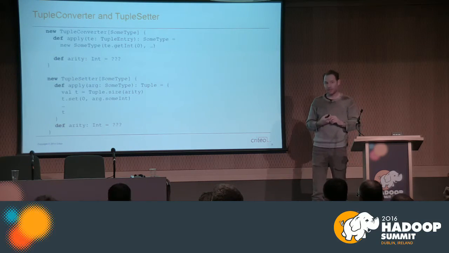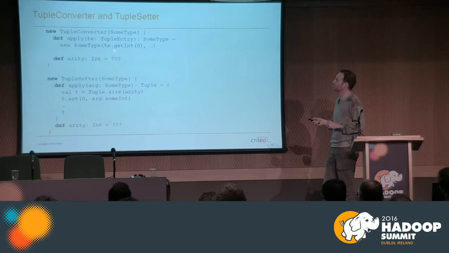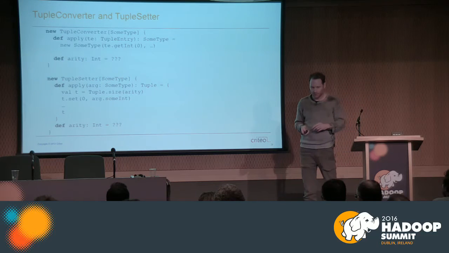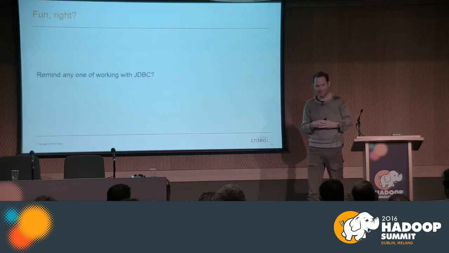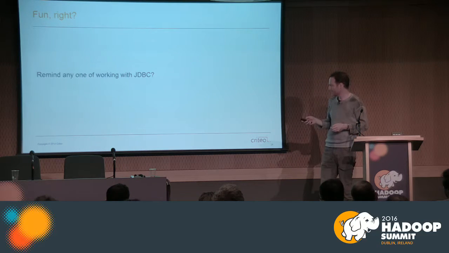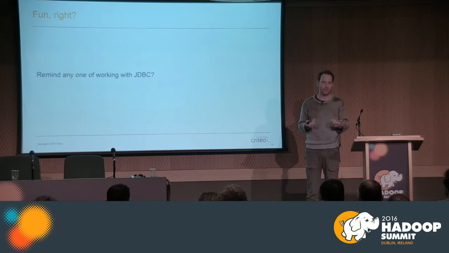So let's talk about writing tuple converters and setters. It's basically like old-school JDBC code, right? You're doing some really nasty, unsafe stuff as you're converting things from a tuple entry into your type, and vice versa, from your type back into a tuple entry. If you were on Scala 2.11, you wouldn't need those, would you? In theory, yeah, we haven't tested that, so I just don't know. To me, that just reminds me of working with JDBC, which is not really why I think I should be paid for doing that.